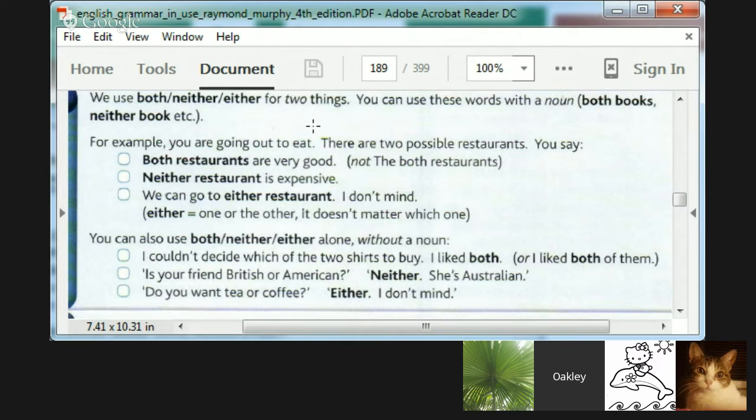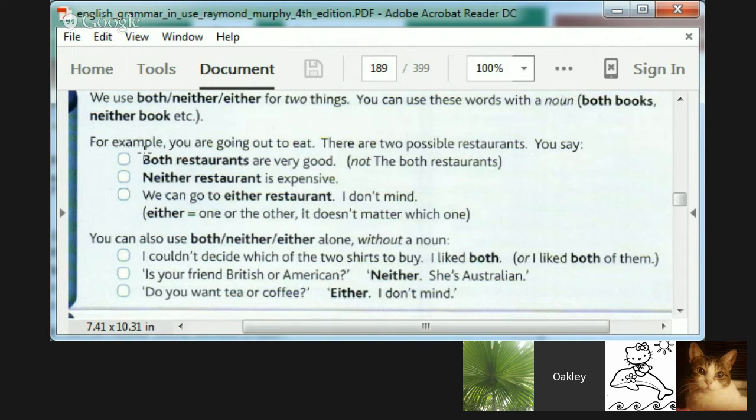Okay, anyway, both, neither, either, you're talking about two things. First of all, you can use these words with a noun, obviously, because you're counting things, really. So, of course, you're using them with a noun. For example, you're going out to eat. There are 2 restaurants. You may say any of these following sentences. Both restaurants are very good. Please don't say the both restaurants.